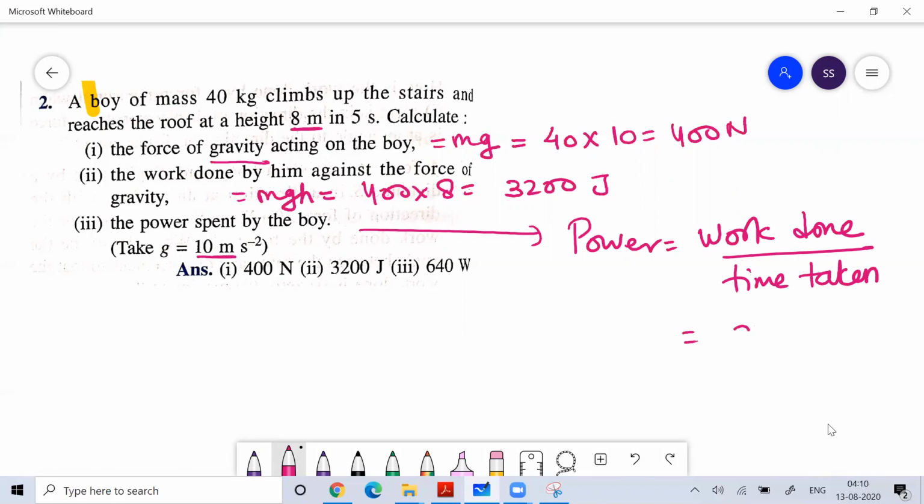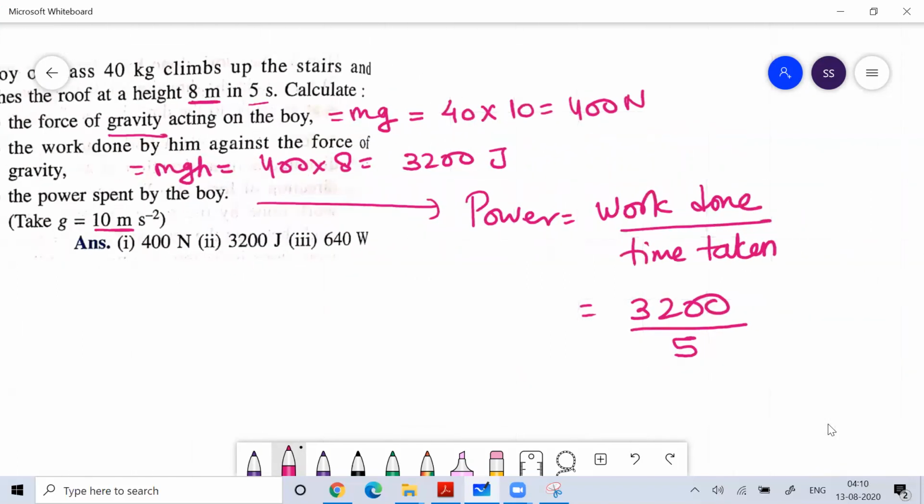Here the work done is 3200 joule and the time taken is 5 seconds. So you can divide it by 5. The best way is to divide it by 5, or you write 10 by 2. This way you get 640 watt. So the power would be 640 watt. The unit of power is watt.